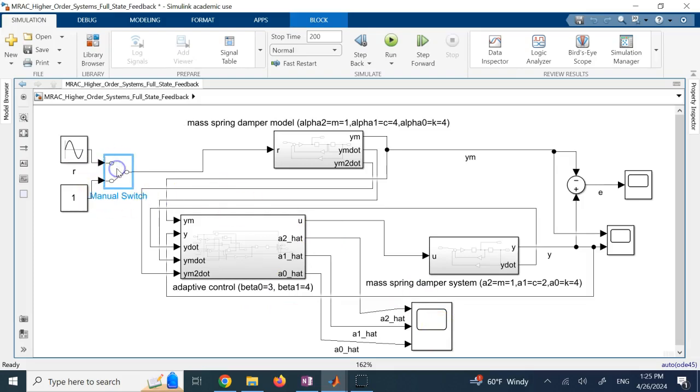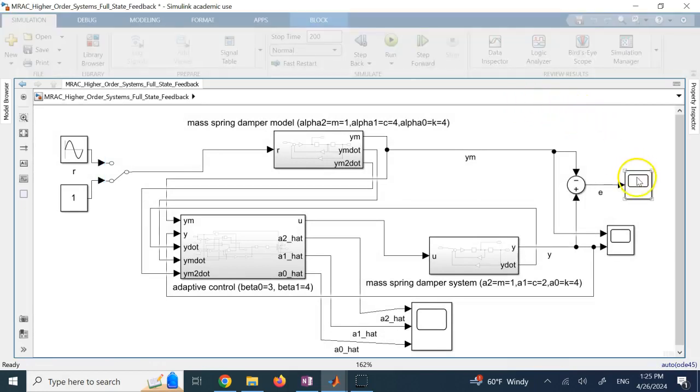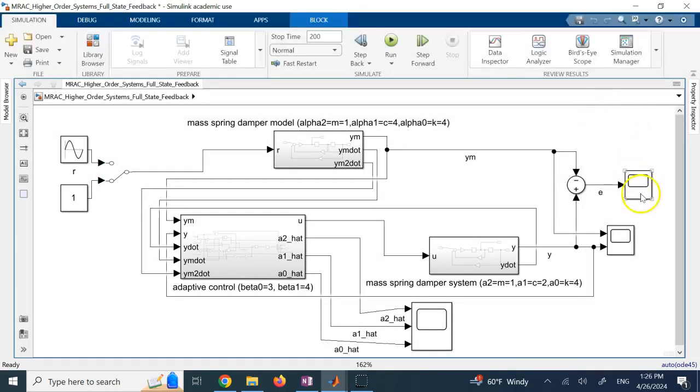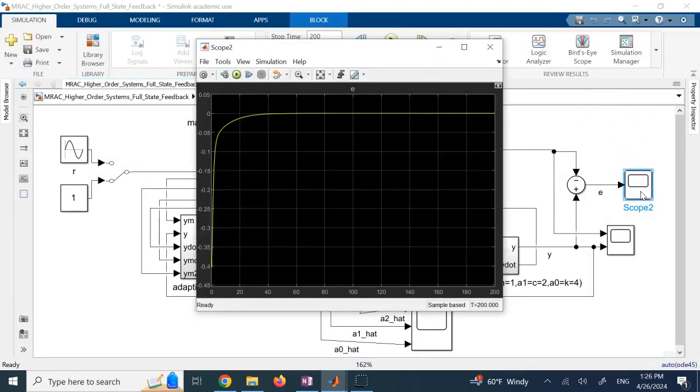But if I switch to a constant block and run it again, you should not expect any of these parameters to converge anywhere close. You still get 0 tracking error though. That is the important part. You still will get 0 tracking error. Look, you see, perfectly working.